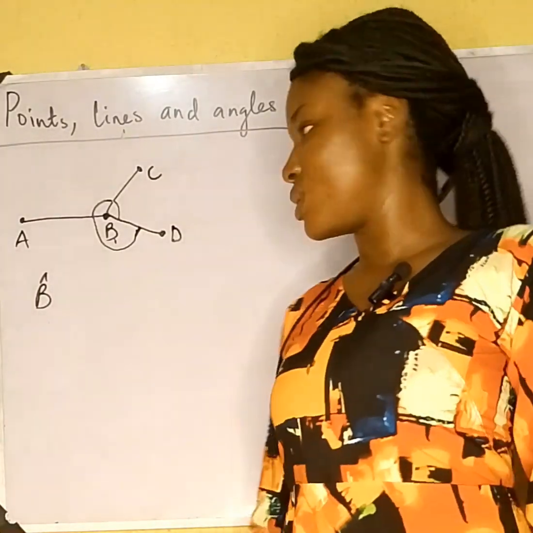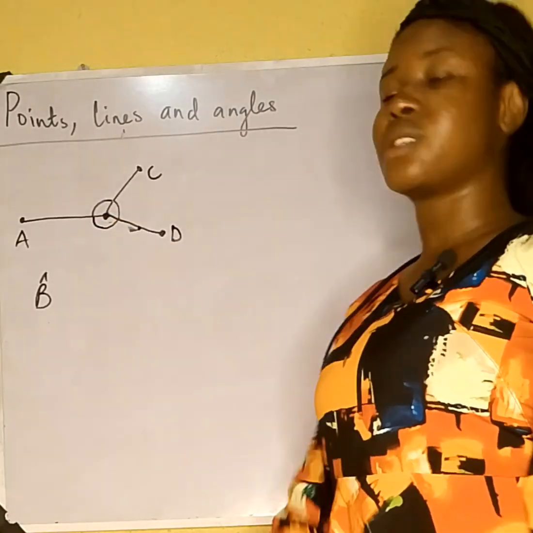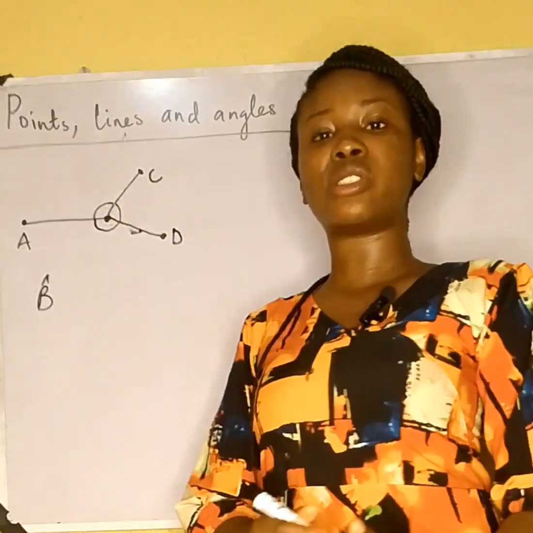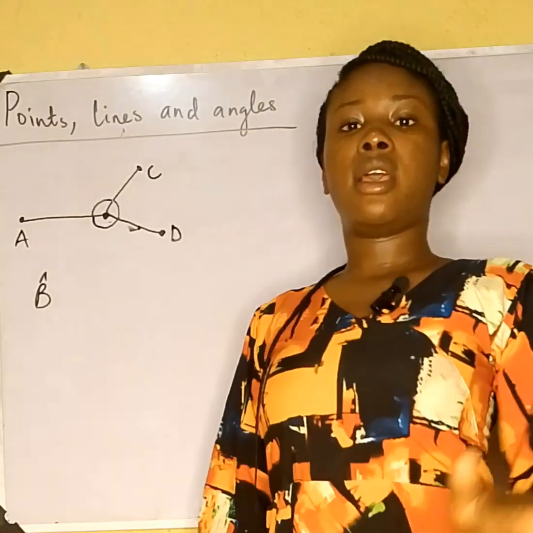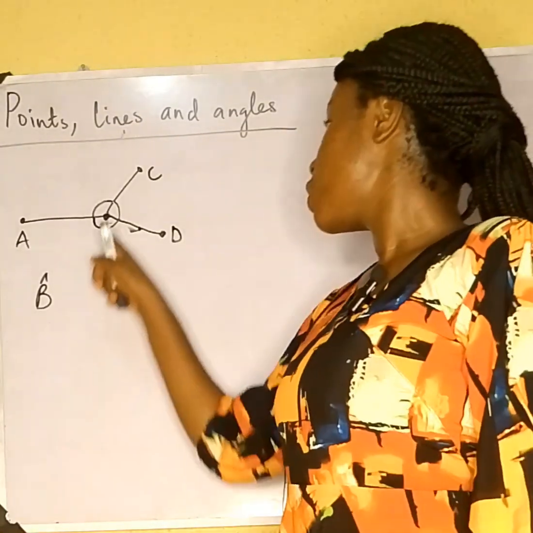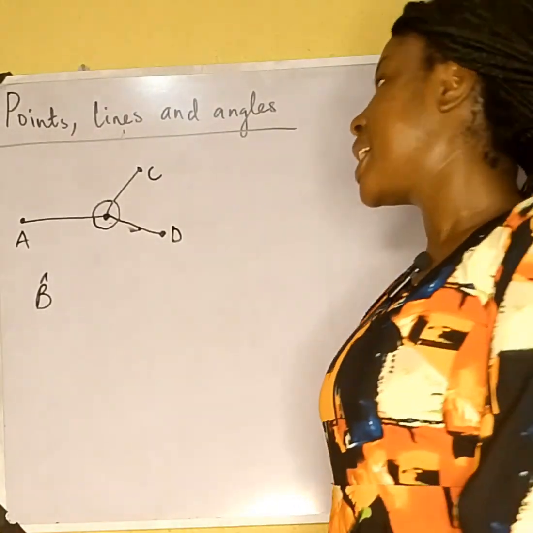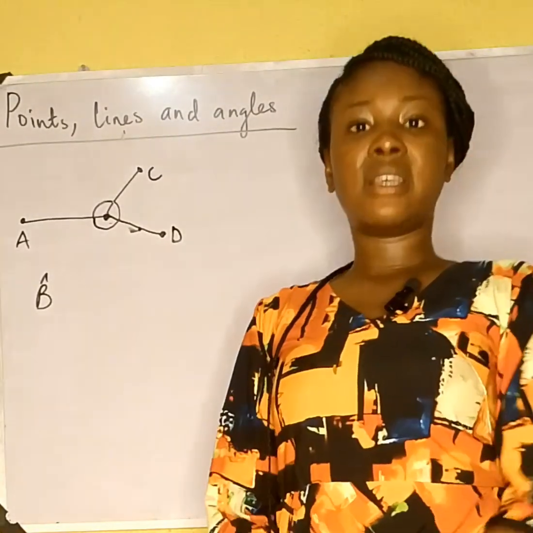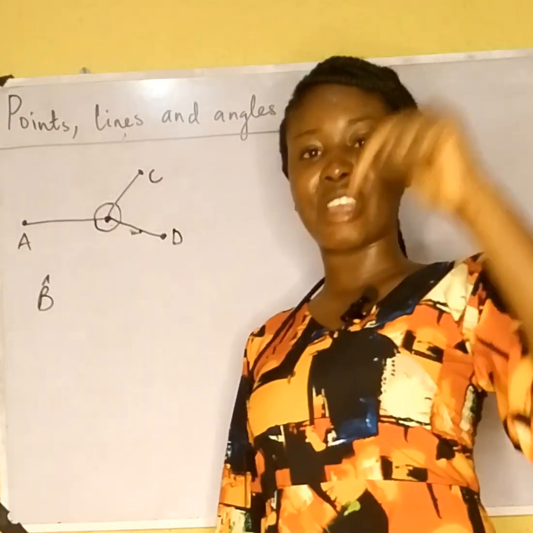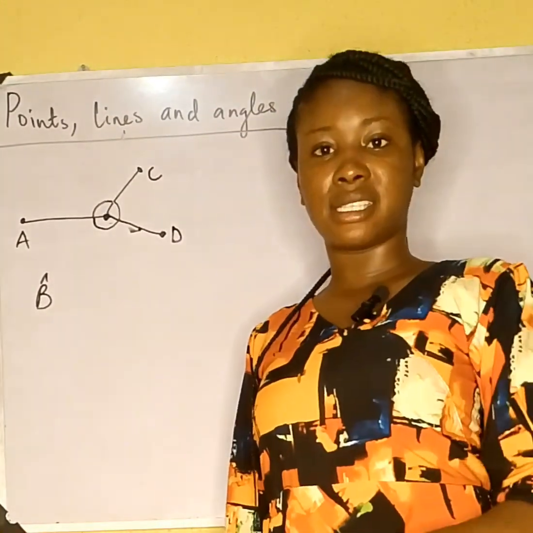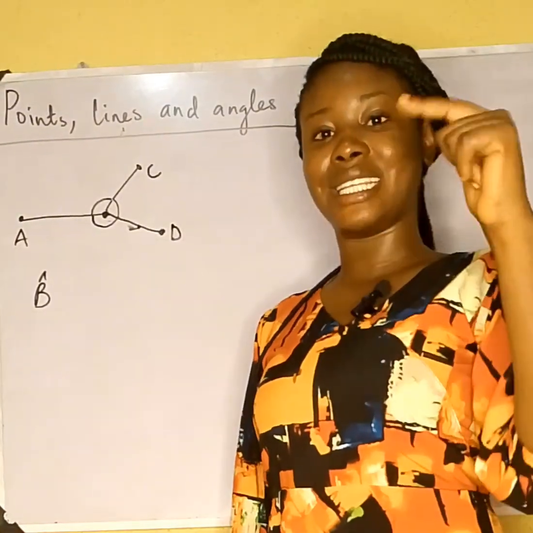So I cannot use the name angle at B. I can't just say angle at B. Just like having 3 students answering the same name in class. You cannot just call the name, come here, because the 3 of them will answer. So there are 3 angles at B here. So how do we name angles? We can name angles with the 3 points that form the angle. But take note, the position of the angle should be at the center. That's where the angle was formed, it should be at the center.